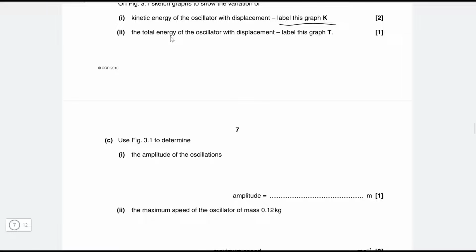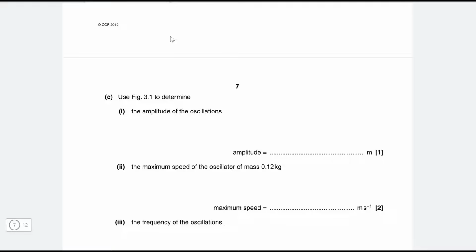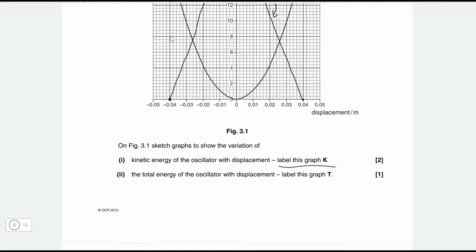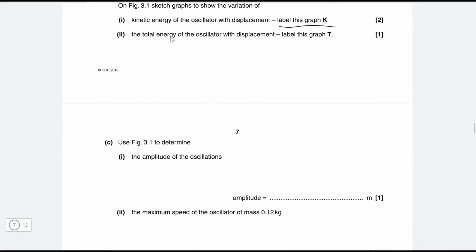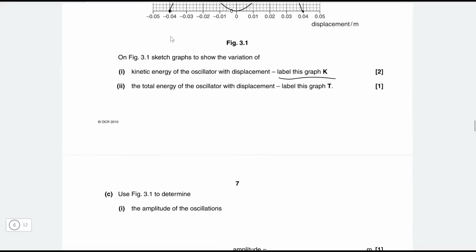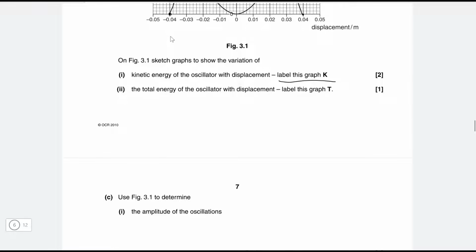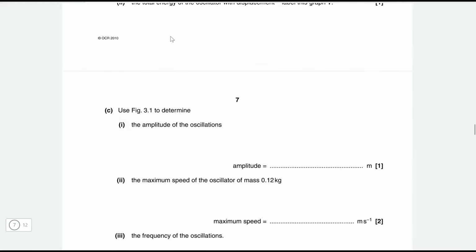Okay, next one, use the figure to determine the amplitude of the oscillations. Well, the amplitude is just the maximum displacement, which is plus or minus 0.04 meters. Just checking the units, yeah, no problem here. So we can just write this down, 0.04 meters.